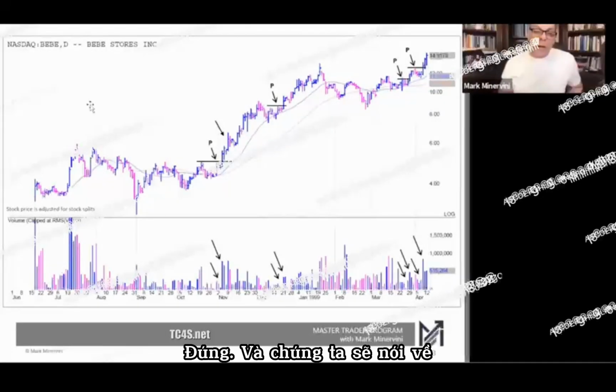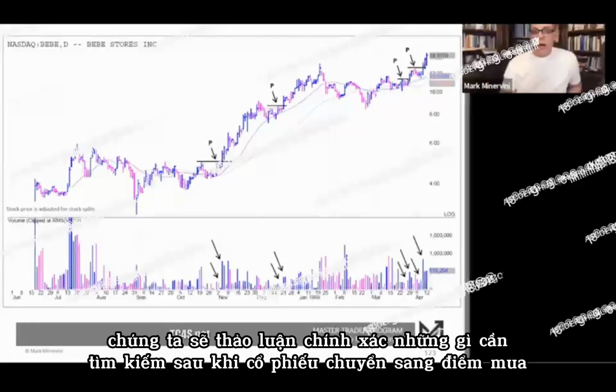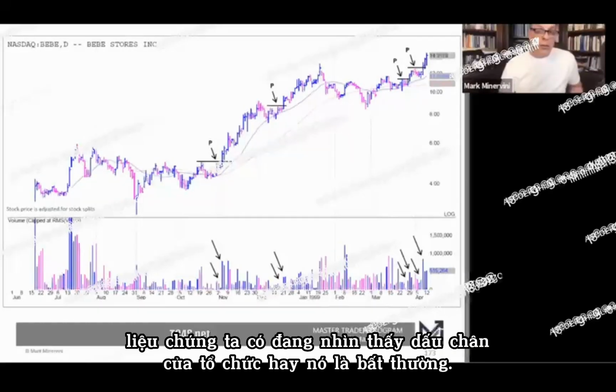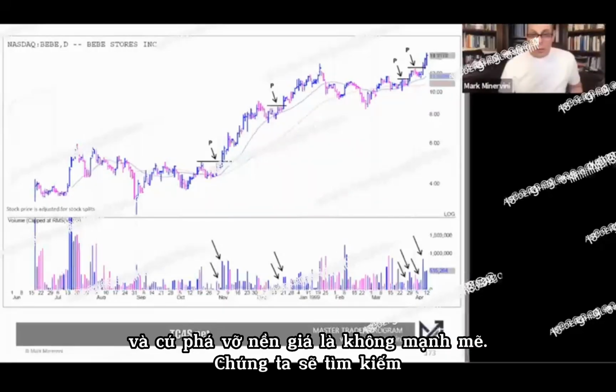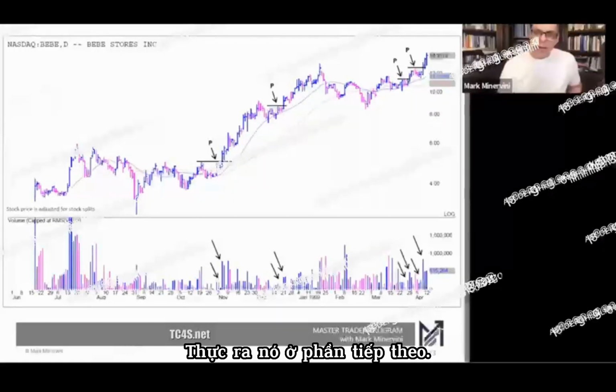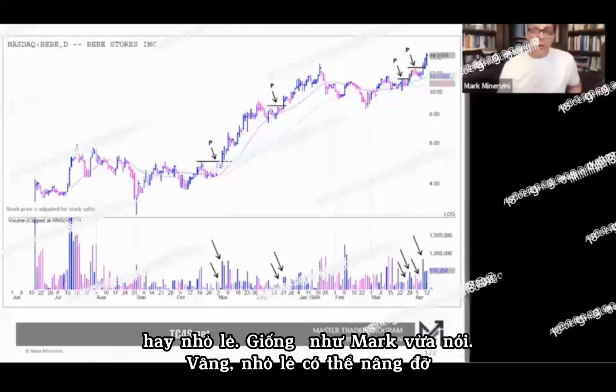Yes. And later on we're going to talk about not only the buy point here, we're going to discuss exactly what to look for after the stock moves to the buy point, to determine whether the action is normal and whether we're seeing institutional footprints, or if it's abnormal and the breakout isn't that strong. That's a little bit later. Actually, I think it's coming up next. And again, it's really important to determine whether you've got institutional buying or retail buying.